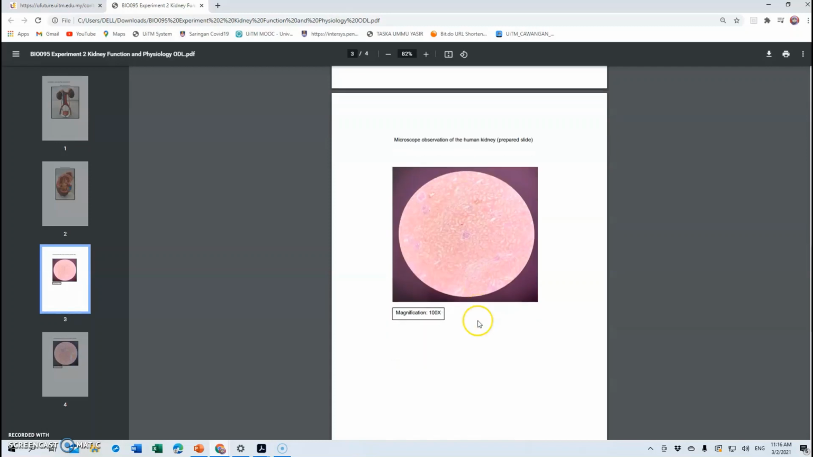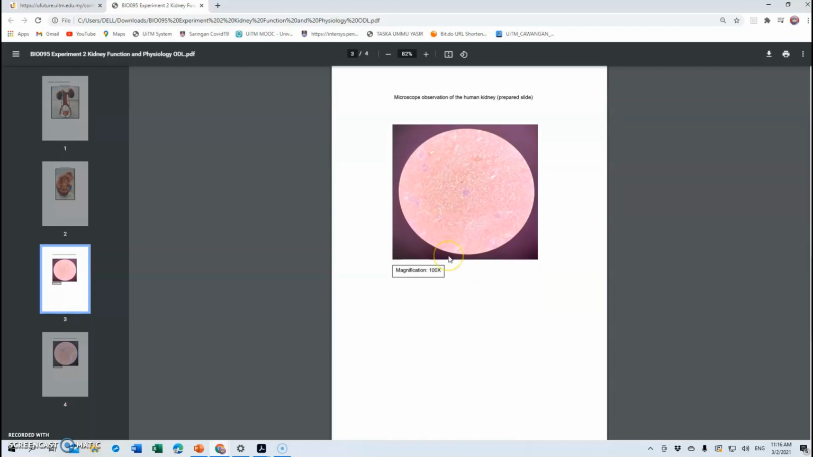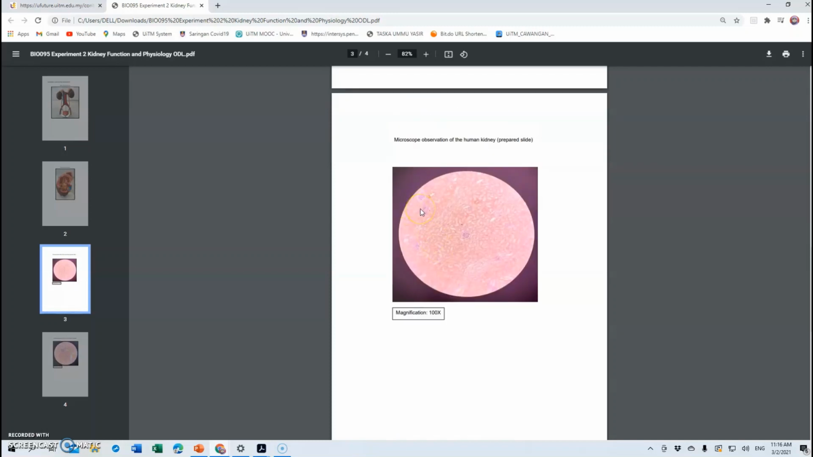So this is the prepared slide that is observed under 100 times magnification. Make sure when you draw this, you draw it big and large. As you can see, this is the cross section of a human kidney. You can see the glomerulus, the Bowman capsule, and around it you have the proximal tubule.